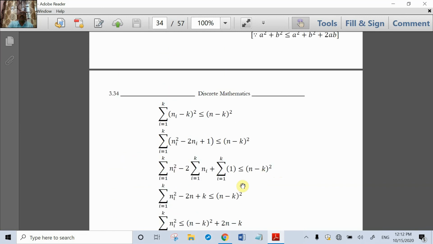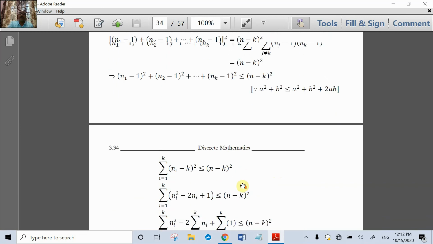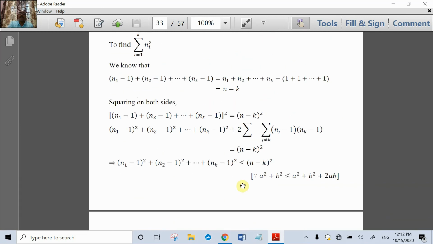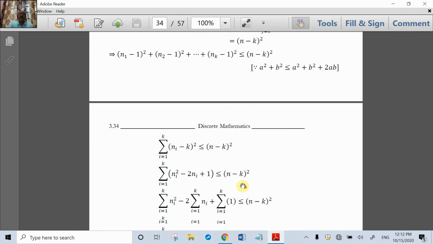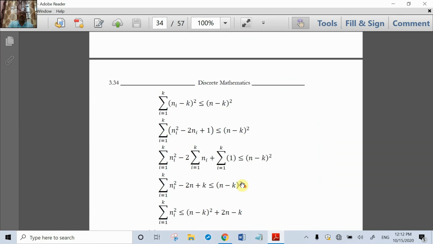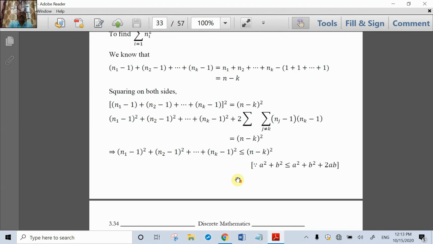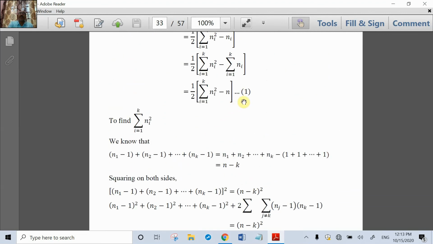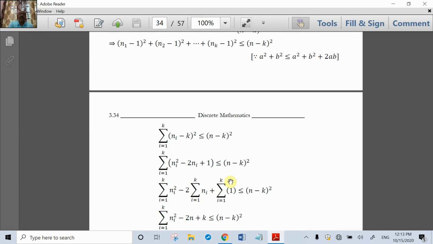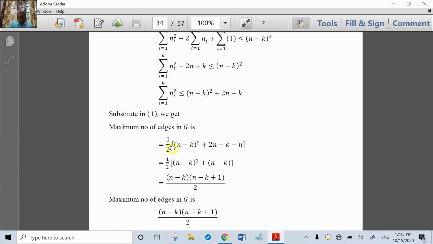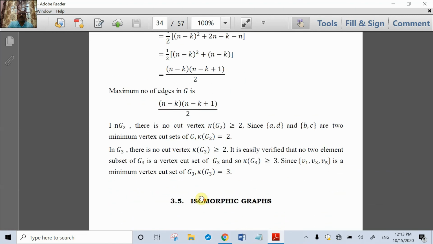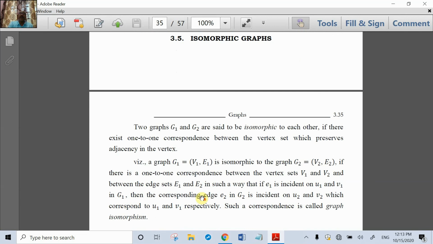Now substitute this value in equation 1, the maximum number of edges. Therefore, 1/2 times this. Now 2n minus n is n, so we get n minus k. Take n minus k outside: (n minus k)(n minus k plus 1)/2. That is the theorem.